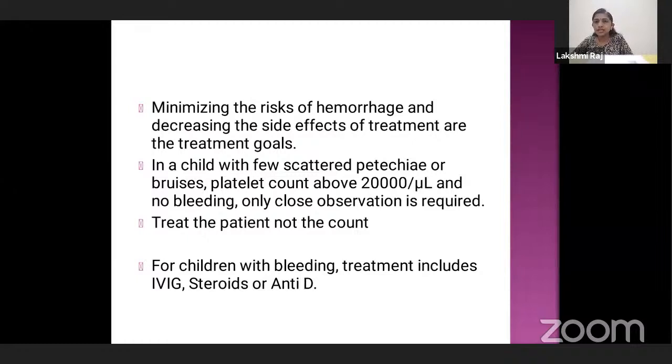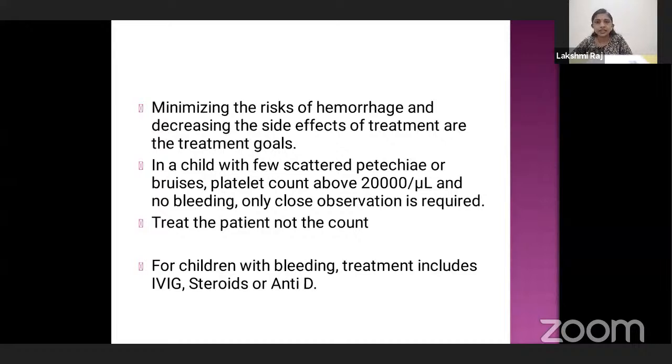Whether we have to treat or not, that is the very important question in ITP. We don't have to treat every case of ITP. We have to treat the patient and not the platelet count. Sometimes the platelet count may be only 10,000, very severe thrombocytopenia, but the child may not have any bleeding. In those cases, we don't have to give anything for treatment. We can wait, and the count will improve on its own in a few days.